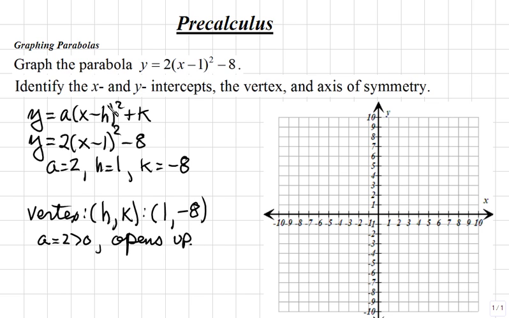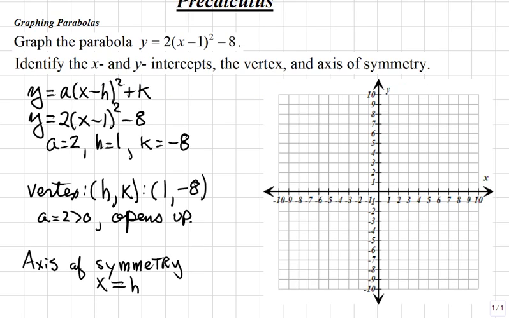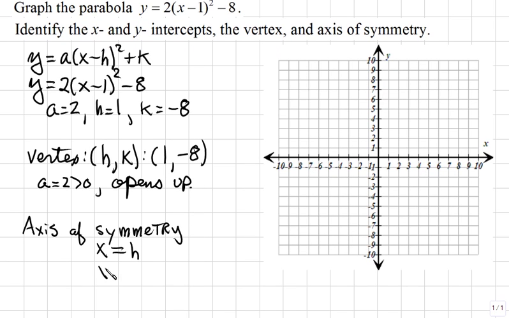Next, let's find the axis of symmetry. For the axis of symmetry, we recall that the formula is the equation x equals h, whatever h is. In our problem, h was 1. So the axis of symmetry will be x equals 1. Next, let's find the x and the y intercepts.